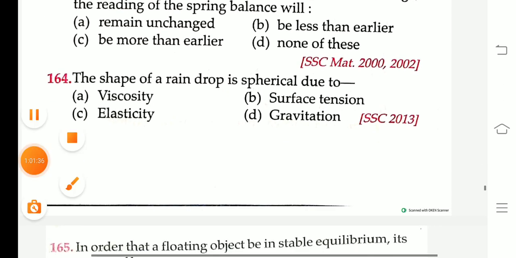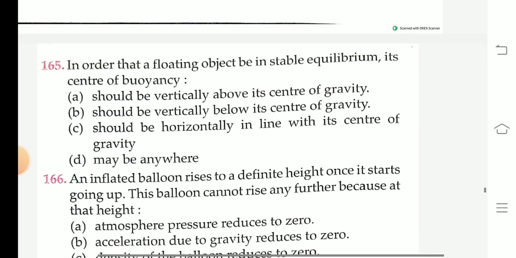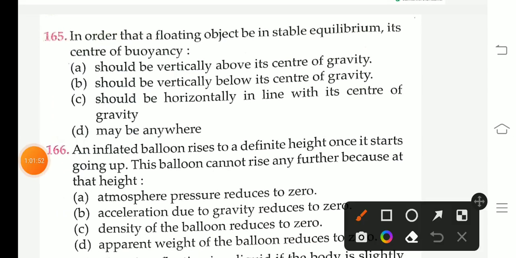Next question. The shape of a raindrop is spherical due to surface tension. In order that a floating object be in stable equilibrium, its center of buoyancy should be vertically above its center of gravity.